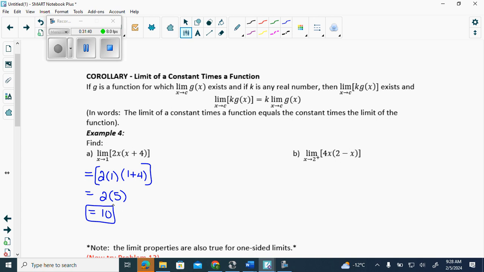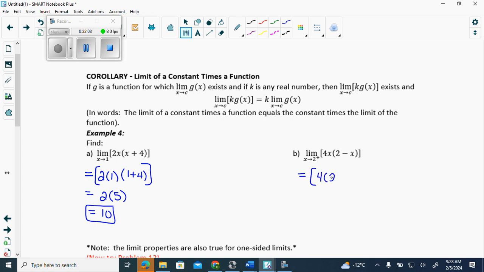Okay, let's look at this one. It's 2 from the right. Does the 2 from the right or 2 from the left change if I can just plug it in? No. So if you can just plug it in, your 2 from the right is going to be the same answer as your 2 from the left. It's going to be the same answer as your 2, because it's a continuous function. Okay? So let's plug in the 2 and see if it causes this problem. It's a quadratic, it's not going to.